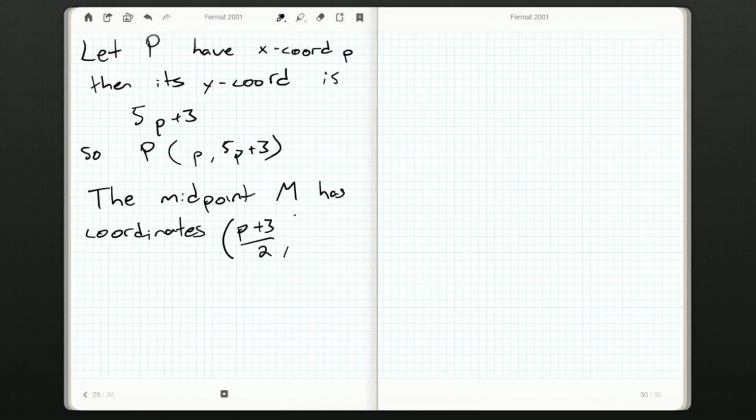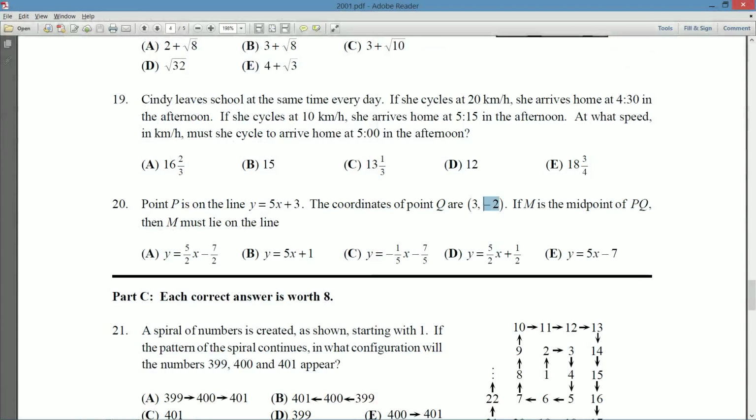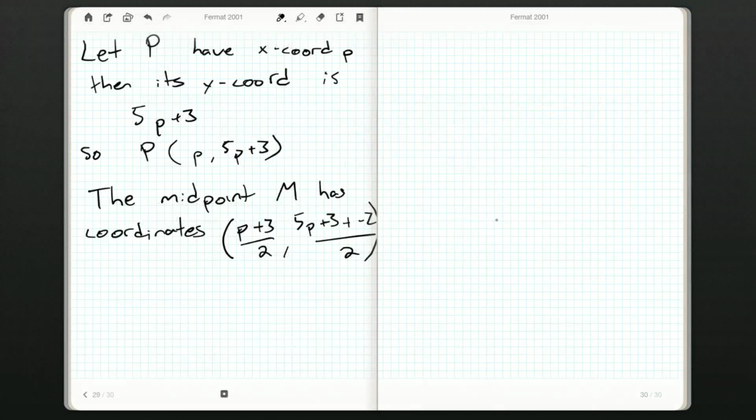And then to get the y-coordinate, again, I average. So 5p plus 3, that's the y-coordinate for P, plus negative 2, the y-coordinate for Q, and we average them. We'll just double check. Yes, it is minus 2 here. Okay. So can I simplify these? Well, the 3 and the minus 2, yeah, I can simplify that a little bit. So p plus 3 over 2 and 5p plus 1 over 2.